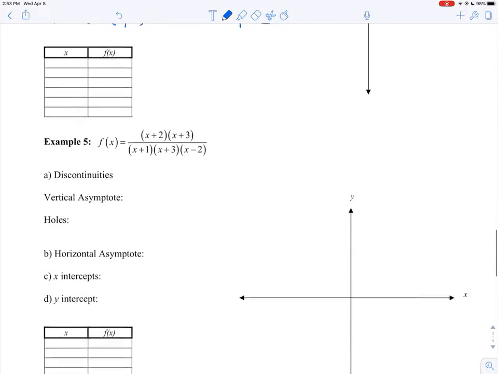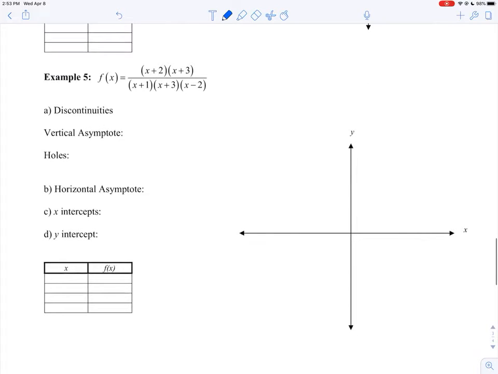All right, let's try one more all together here, and then I'll let you guys do some work on your own. This is already all factored for us, which is great because that's already our first step. Cross out these x plus 3's and let's label our discontinuities. So we've got x equals -1, x equals -3, and x equals 2.